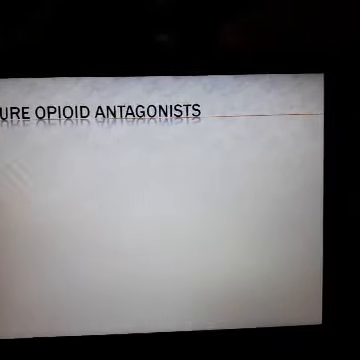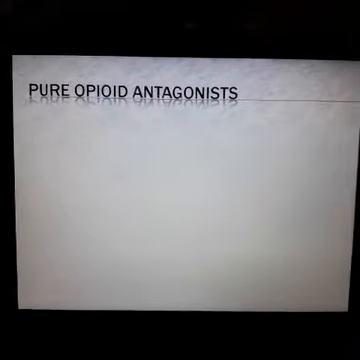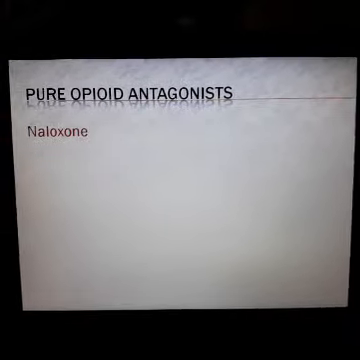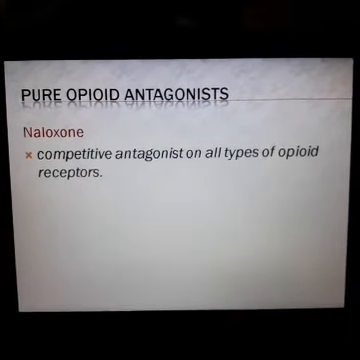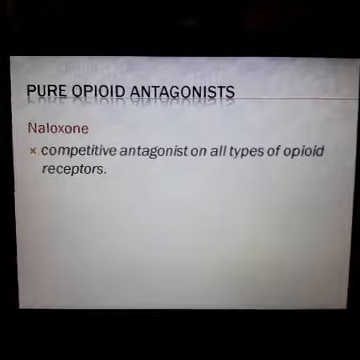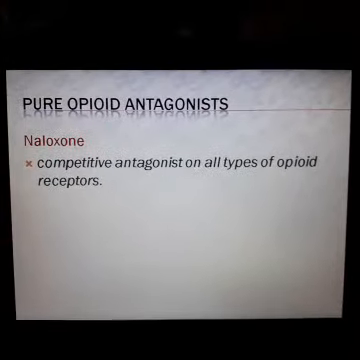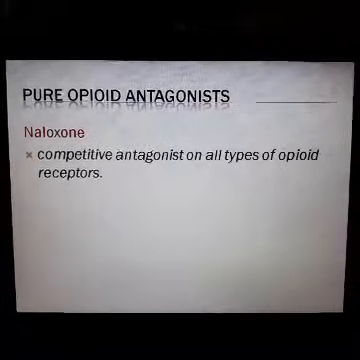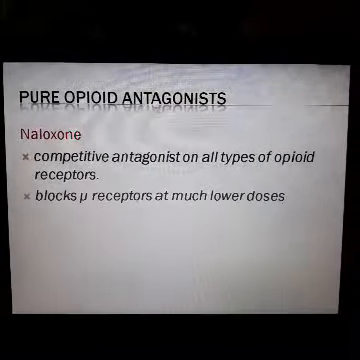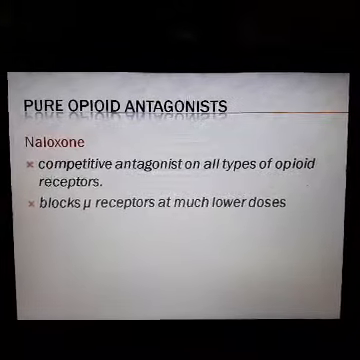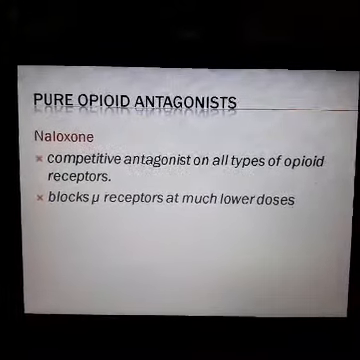And now, pure opioid antagonists. We have to discuss it. It's a very important question for the viva as well as theory. So, naloxone, it is a competitive antagonist on all types of opioid receptor, but specifically acts on the mu receptor mainly. It is antagonistic on kappa and delta receptors also, but activity is mainly exerted on the mu receptor and blocks the mu receptor at much lower doses. Beta-funaltrexamine is the selective mu receptor antagonist.